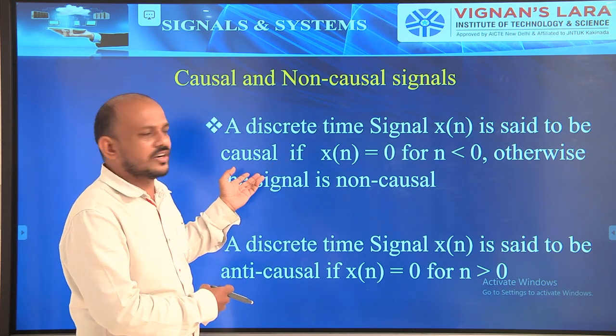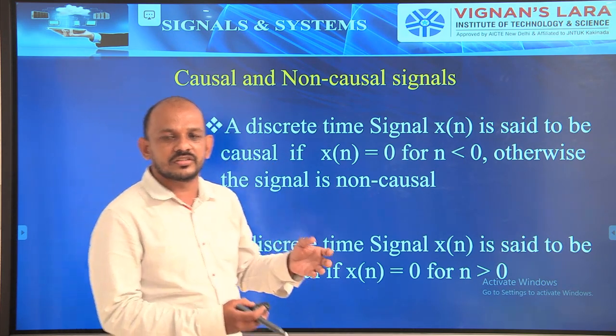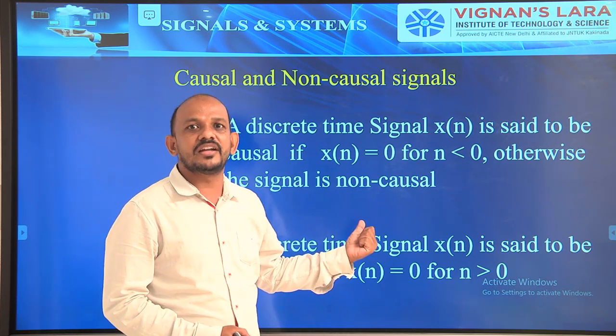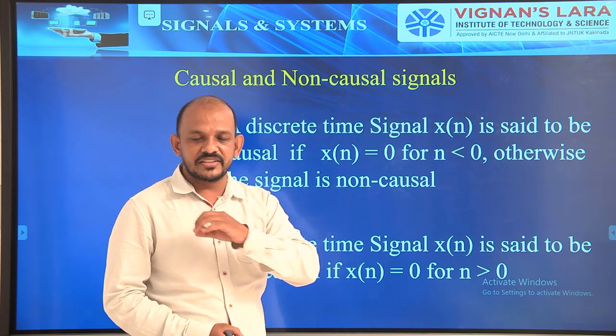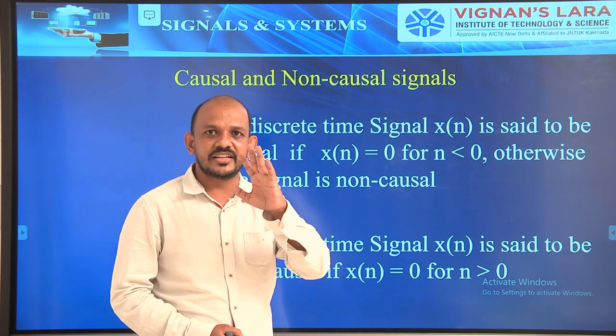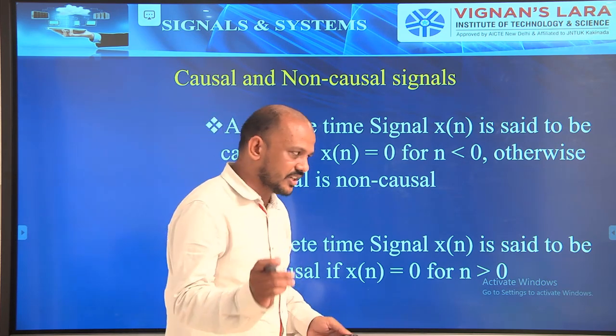I already explained the causal and non-causal. Again I am saying causal and non-causal. Simple. So those are for continuous time signals. This is for discrete time signal. The concept is same for continuous and discrete. Where the change occurs? The change occurs only in one thing.